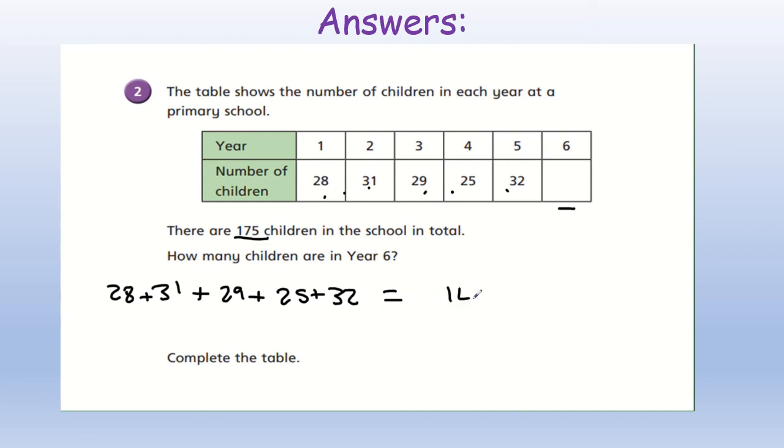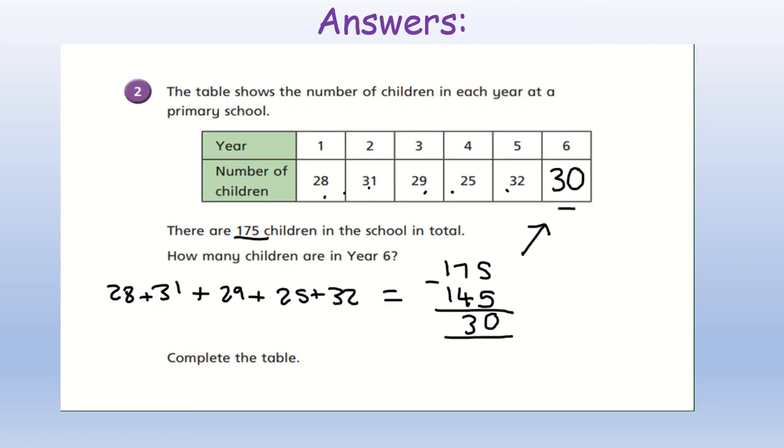Well done. There's 145. Now, if we subtract that amount from the total amount of children altogether, 175, the difference will tell us how many are in year 6. So 5 take away 5, 7 take away 4, and 1 take away 1. Excellent. Year 6 has 30 children. How did you do with this one? Great work.